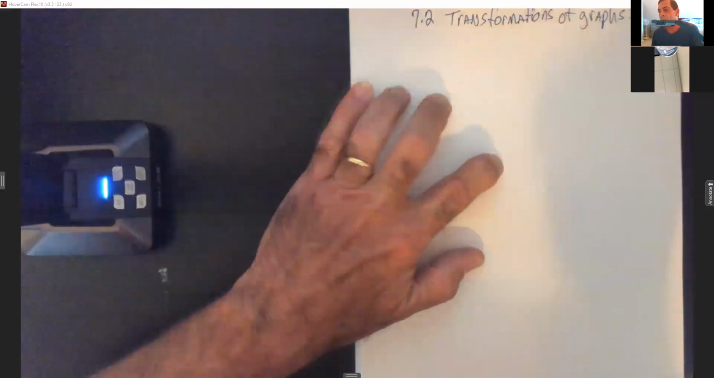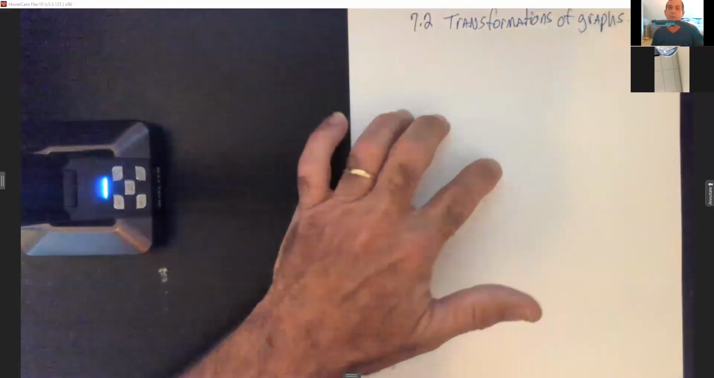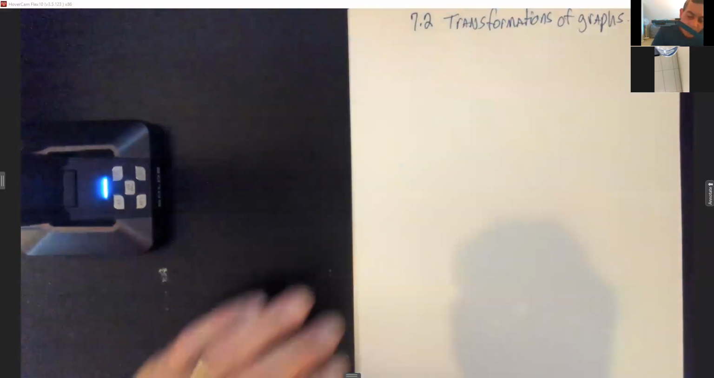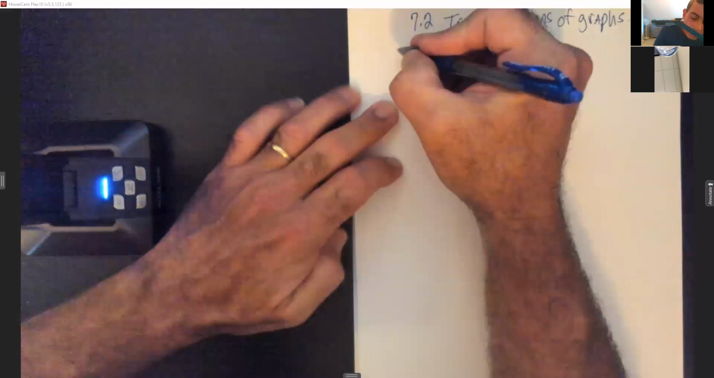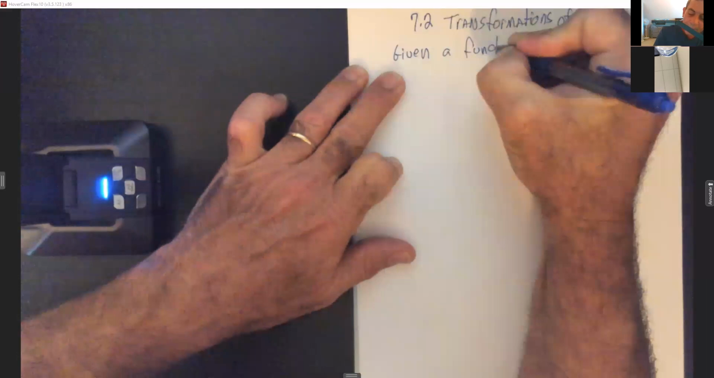And then I'll be doing this one on MATLAB also when I get to the actual problems, because it's tricky doing these in MATLAB. All right, so given a function f of x.